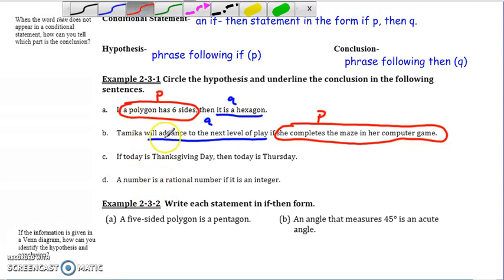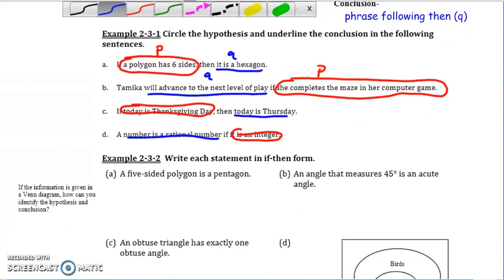So if you want to try these next two, go ahead and try those on your own, and then press play again and check when you're ready. And hopefully you have. Today is Thanksgiving Day is your hypothesis, and then today is Thursday is your conclusion. And then it's an integer, and then number is a rational number for the conclusion on that last one. Kind of had those switched.